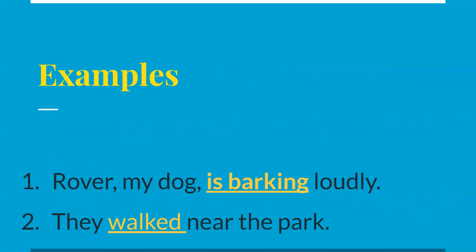Rover, my dog, is barking loudly. Is barking is the action verb. Okay, let's ask our questions. Is barking who? No answer. Is barking what? Still no answer. Since we have no answers to our first questions, we know that these verbs do not have what? Direct objects. And they are therefore considered intransitive verbs.